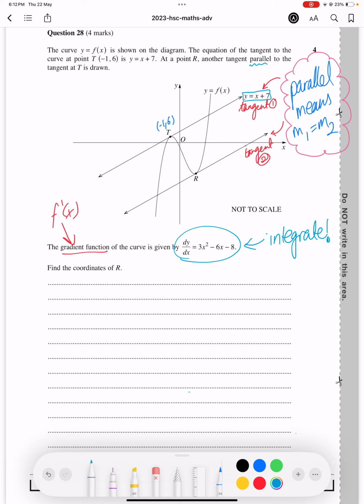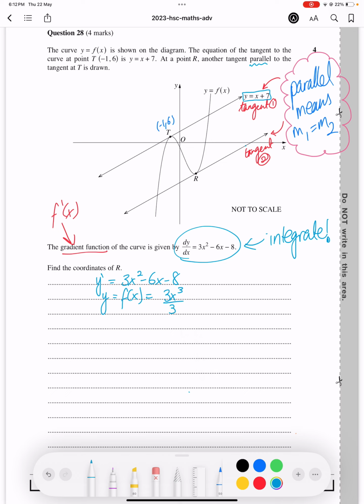In order to find the y coordinates, we actually need to find the original curve, and that's what we're going to do first. In order to find the original curve, we need to take the f dash of x equation and integrate it. So let's go ahead and do that first. So y dash or f dash of x, doesn't matter, you can write either, equals 3x squared minus 6x minus 8. And so therefore y, which equals f of x, equals 3x cubed.